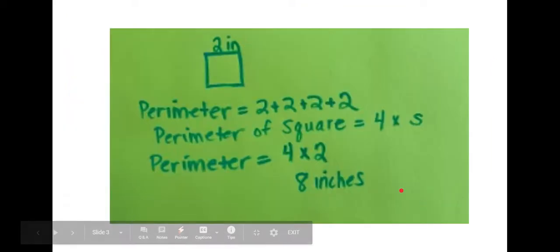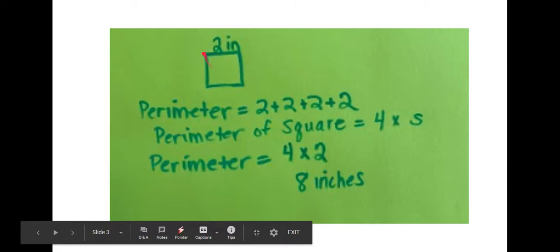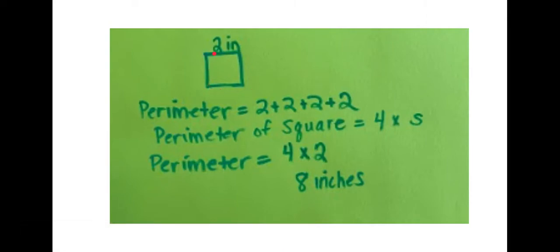Okay, so still talking perimeter. If I have a square that looks like this, and I know one side is 2 inches. Well, automatically, I know that a square has equal sides. So that tells me that if this side is 2, then this side is 2. This side is 2, and so forth.